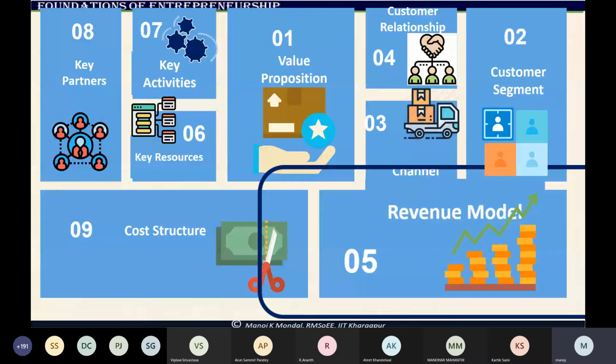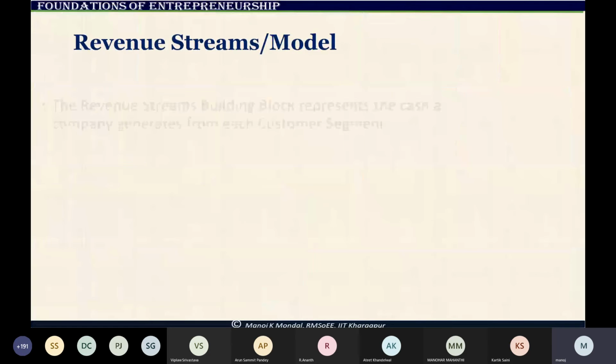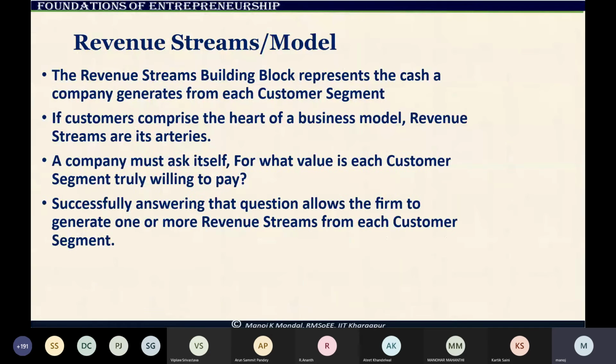Nobody wants advertisement unless they are interested or you are giving something free. So revenue stream is very important, and it is one of the most important parts of the business model canvas, because this is where you are getting something back. Otherwise it will all drain out. As I mentioned while talking about financial statements, sales is the only place where money comes in. All other items are draining money.